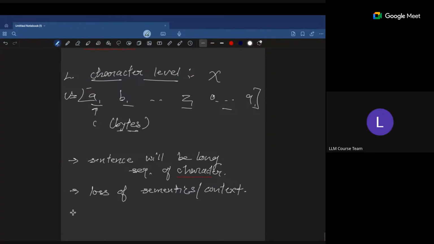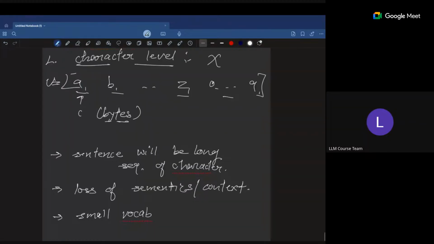Another issue with the character level is that we have a very small vocabulary, right? If I talk about English only, English has 26 alphabets, maybe you add some symbols, digits, and all. Even after that, you will get a very small vocabulary, right? So character level tokenizers are not good tokenizers, so we generally don't use character level.